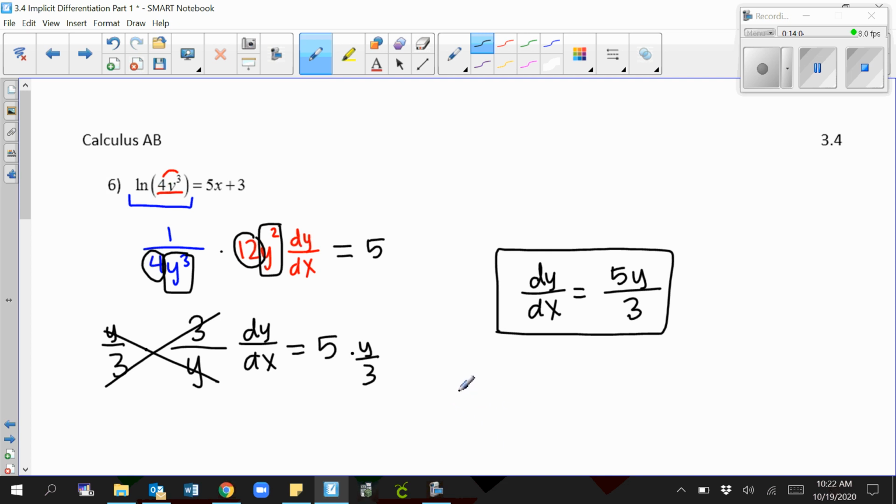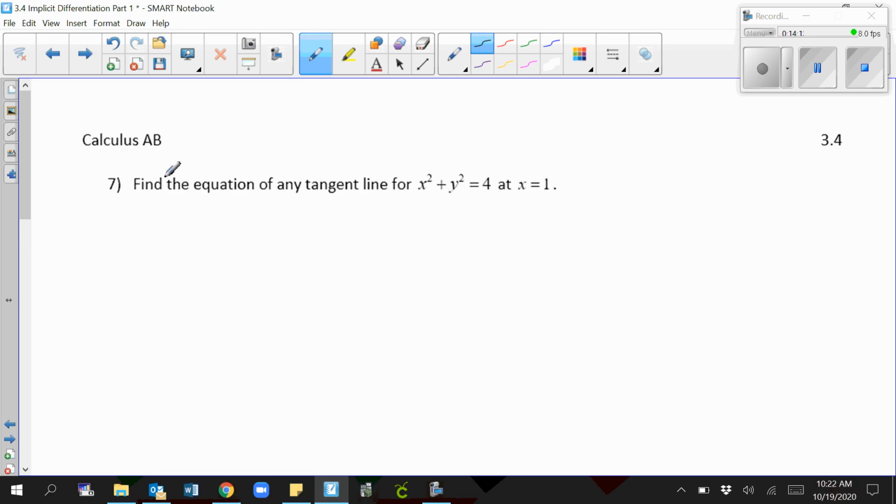We've got 2 more that we're going to look at. And they're going to take this implicit differentiation and apply it a little bit. So let's look at 7. This one says find the equation of any tangent line for x squared plus y squared is equal to 4, and x is equal to 1. So the first thing that I'm going to do is I'm going to plug in that 1 for my x and see what y values I get.